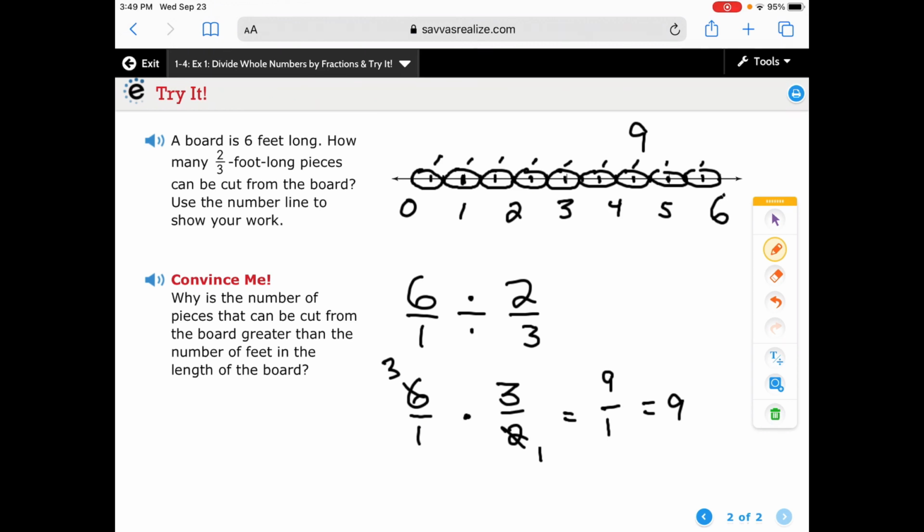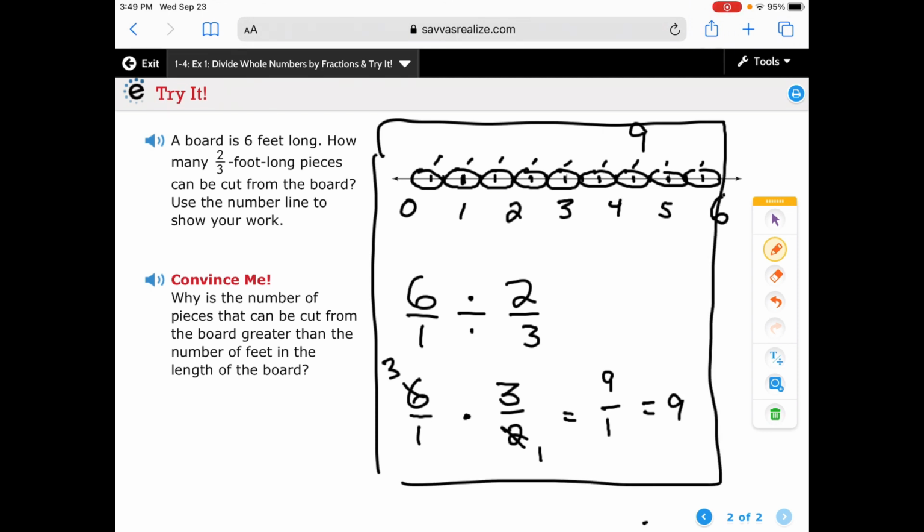And then the convince me part is why the number of pieces that can be cut from the board is greater than the number of feet in the length of the board. Well, that is because each one is being broken down. All right, so just be concerned about writing this in for your try it. Okay, so we got 9 pieces.